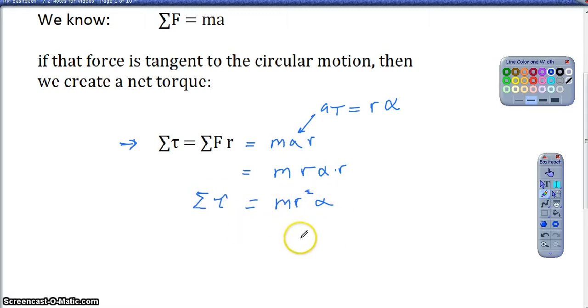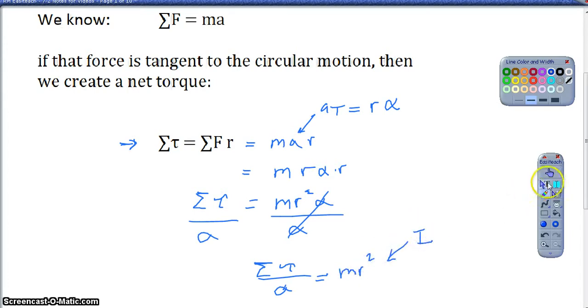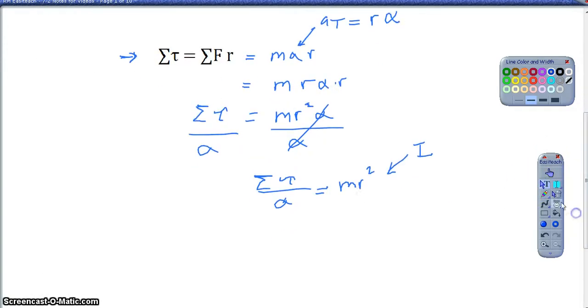Well, what this does is give us another definition for the moment of inertia. If I divide both sides by alpha, the alpha cancels out, so I get the net torque divided by the angular acceleration alpha equals m r squared, which represents my moment of inertia. In other words, the moment of inertia equals the net torque divided by alpha, which is very similar to the mass, the parallel of the moment of inertia, equal to my force divided by acceleration.